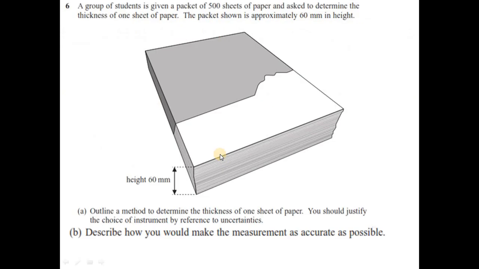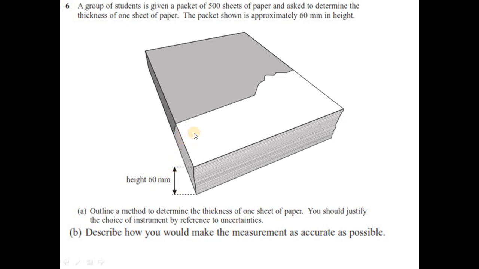Question number 6. A group of students is given a pack of 500 sheets of paper and asked to determine the thickness of one sheet of paper. The packet shown is approximately 60 millimeter in height. Outline a method to determine the thickness of one sheet of paper. You should justify the choice of instrument by reference to the uncertainties.